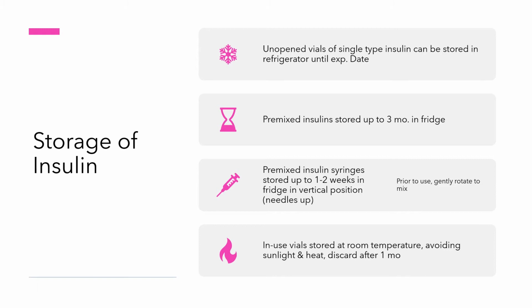And then prior to using it, we're going to gently rotate it in the syringe so that it mixes back into the correct consistency. Vials that are in use can be stored at room temperature as long as it's in an area away from the light and heat. But once they have been opened and started being used, they have to be discarded in 1 month. So multi-use vials, once they have been opened, have to be used within 1 month. Many times in the hospital, we'll still store these in the refrigerator, but it is still 1 month.